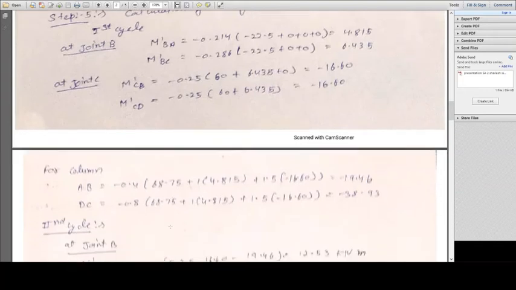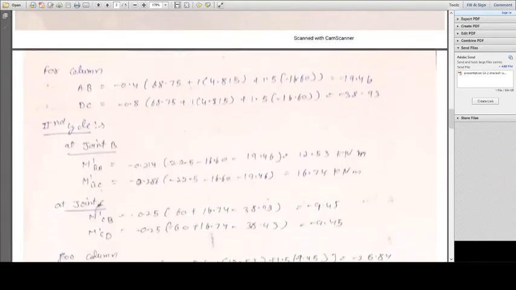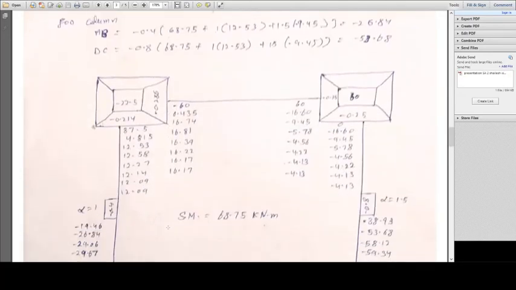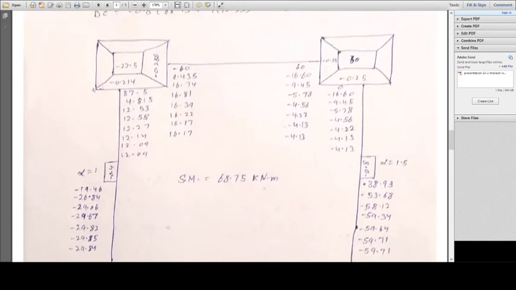Now for the column, displacement factor for AB is equal to minus 0.4 into 68.75 plus 1 into 4.815 plus 1.5 into minus 16.60, that comes out to be minus 19.46, and for DC it comes out to be minus 38.93. Similarly, we have to repeat the cycle several times, and this comes out to be the iteration diagram.